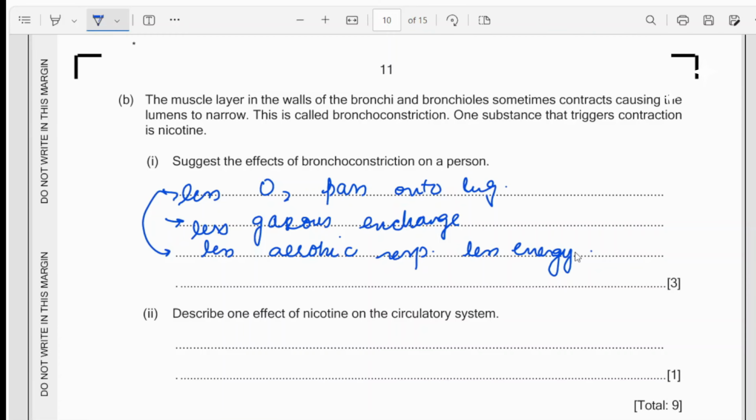Okay. One other effect of nicotine on the circulatory system: increases heart rate, increases blood pressure.